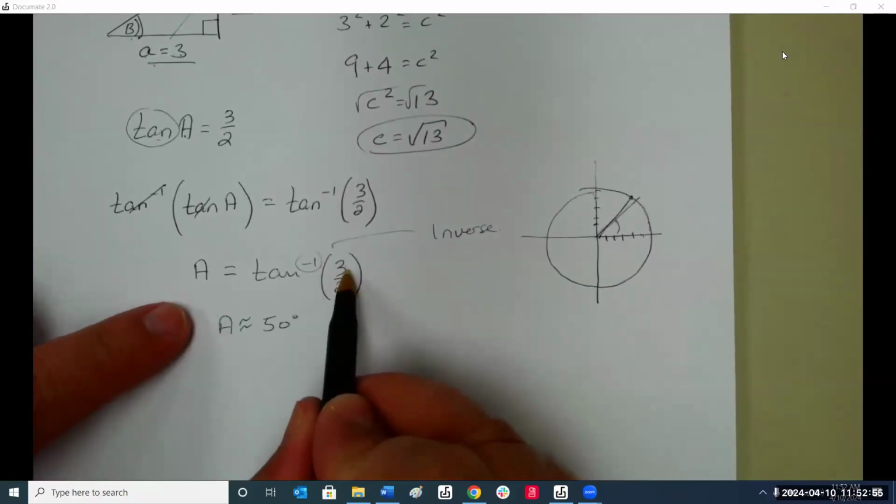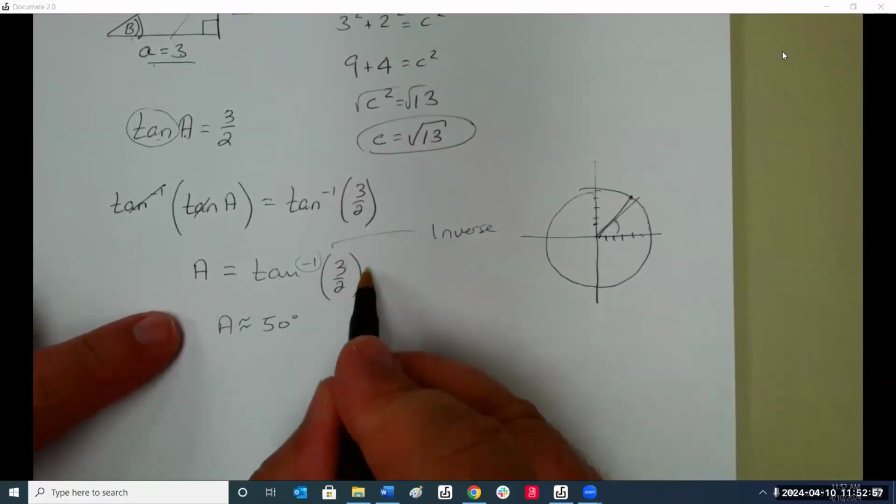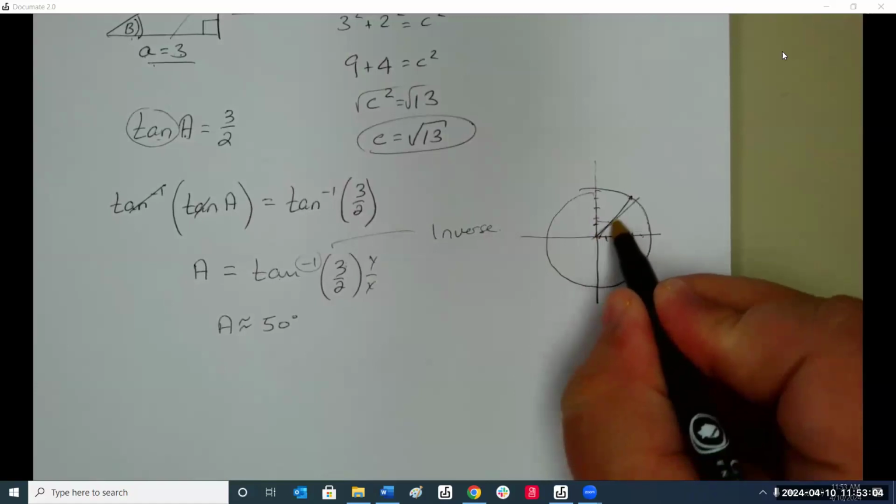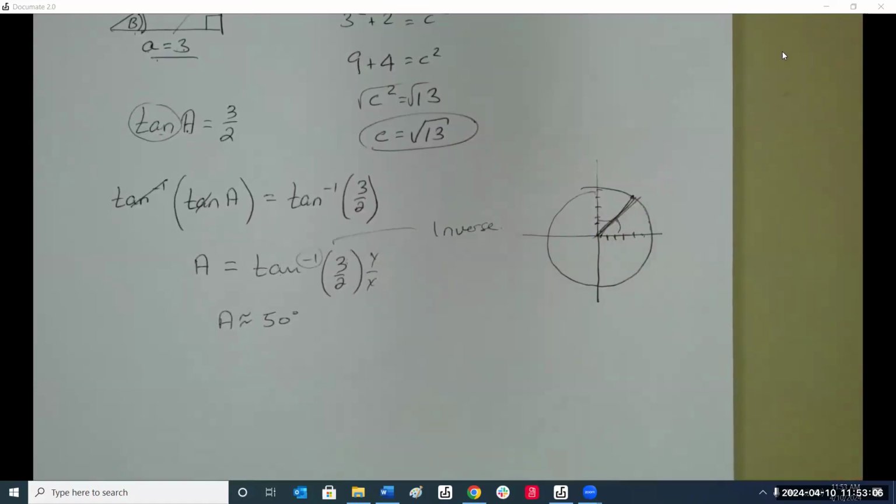Because remember, tangent is the height. It's the y value over the x value. So up 3/2. What is that angle? It's about 50, 55 degrees.